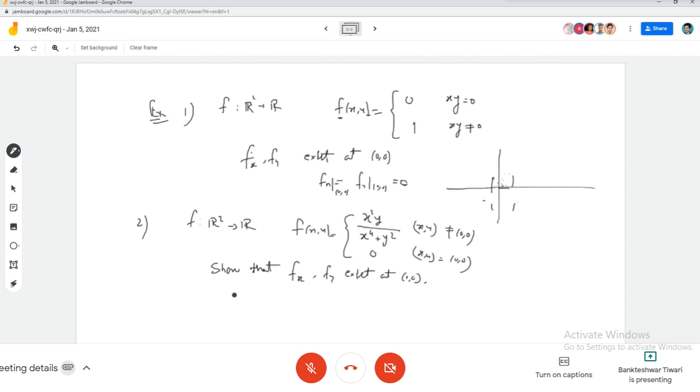And if someone is really interested, you can also calculate the directional derivative of f at (0,0) in the direction of v, where v you can take as some unit vector, say (h,k). You can also calculate this directional derivative at 0, and all these exist. However, this f is not continuous. f is not continuous at the origin.